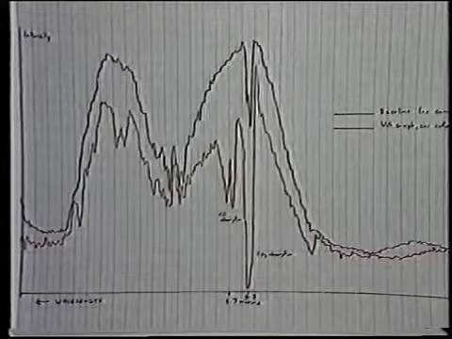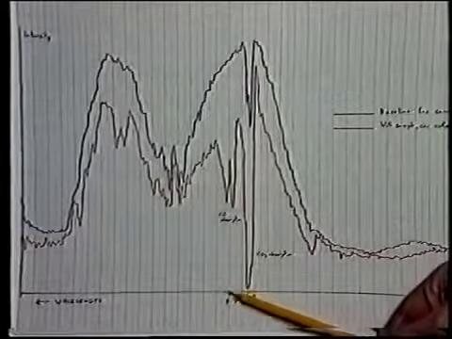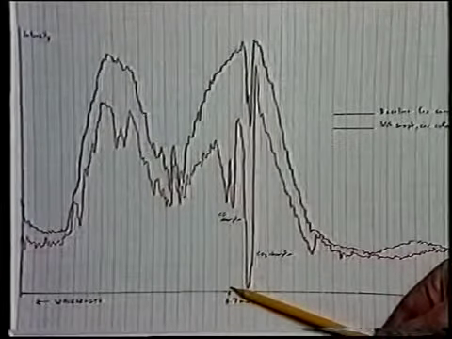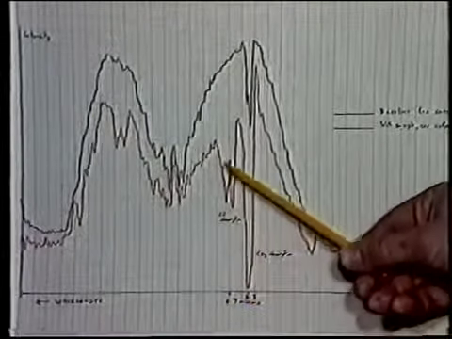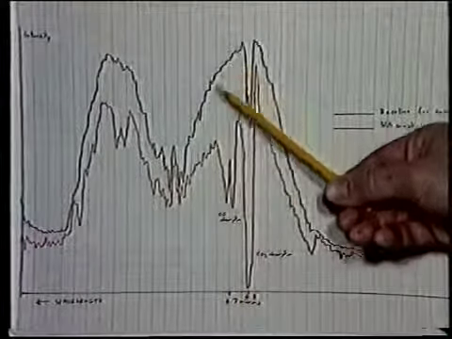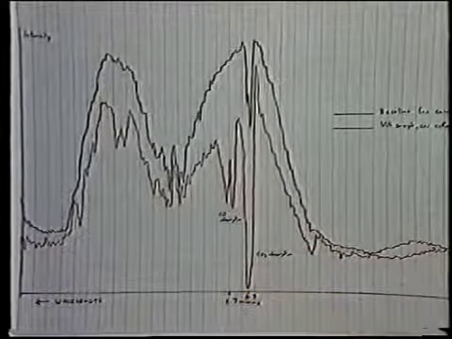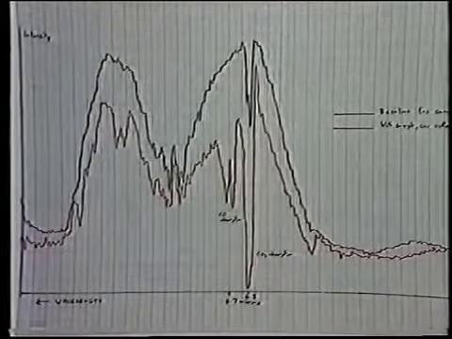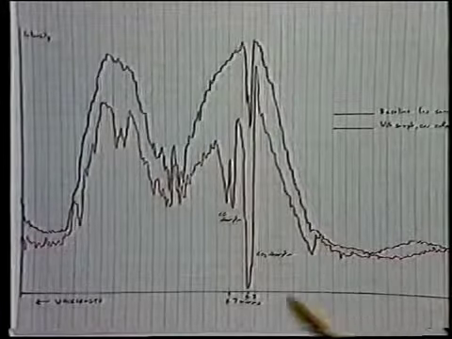If at any given wavelength, such as say, this wavelength here, we measure this height here and divide that by this height, and then we plot that ratio against the wavelength, then we do the same operation at all wavelengths.